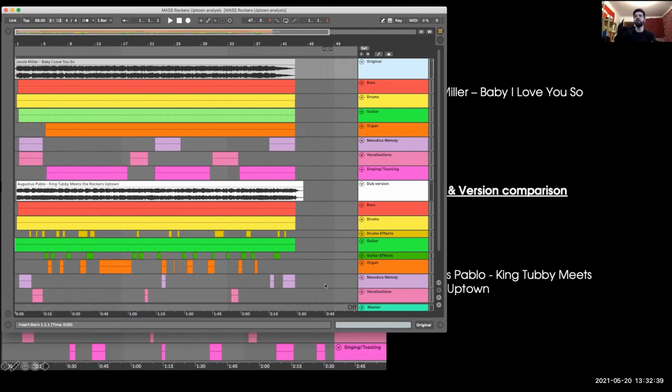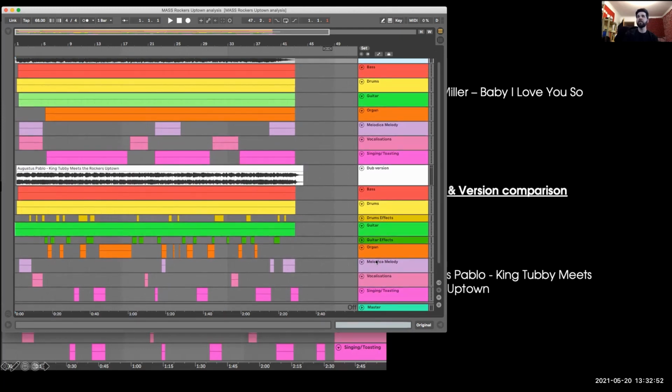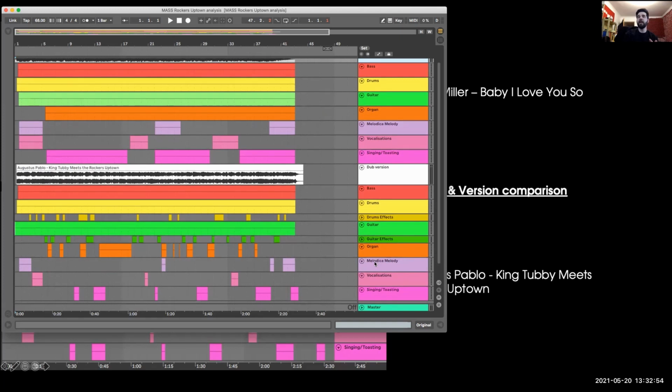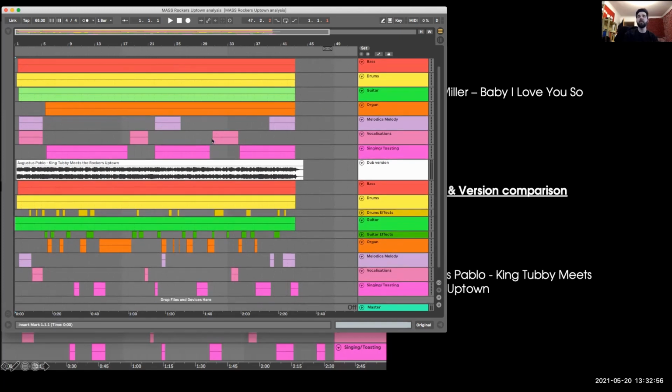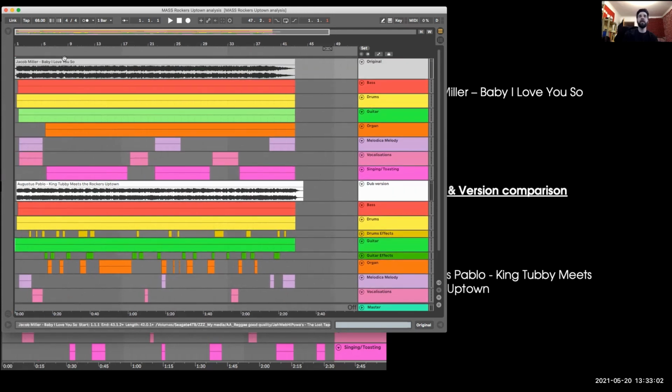And you can see how the different instruments are set on the original: bass, drums, guitar, organ, melodica, and two types of vocals. And then how this has been manipulated through the use of effects on drums and guitar, and also how infrequently some of the melodic and harmonic elements have been introduced in the composition. So I'll play a minute of it and cycle between the original and the dub version.